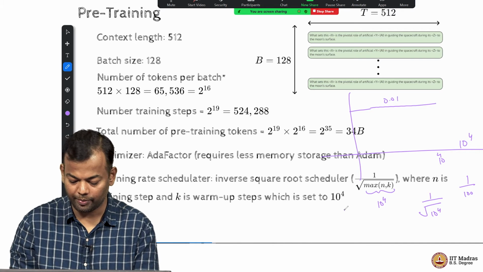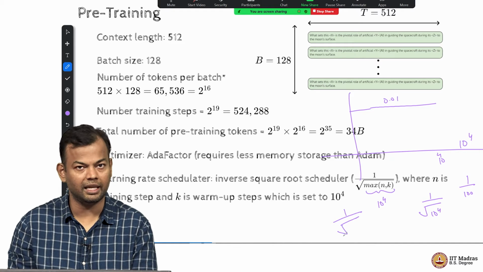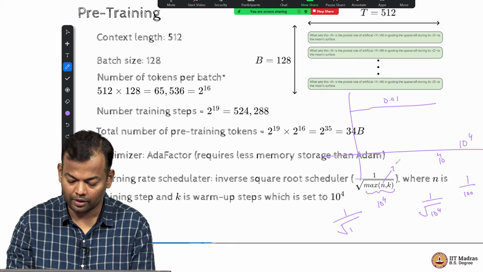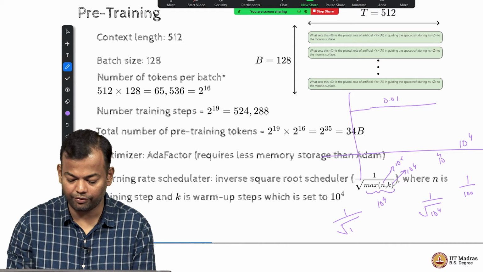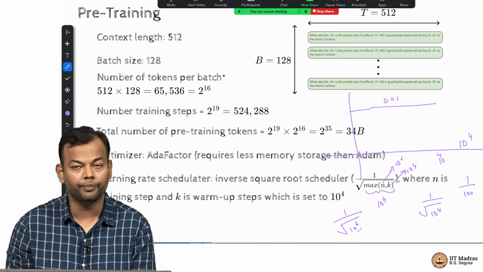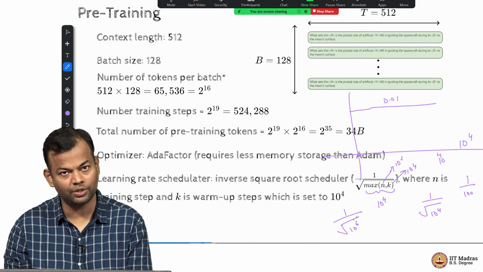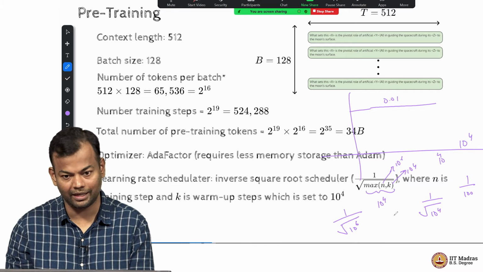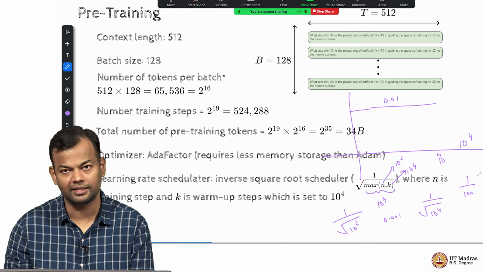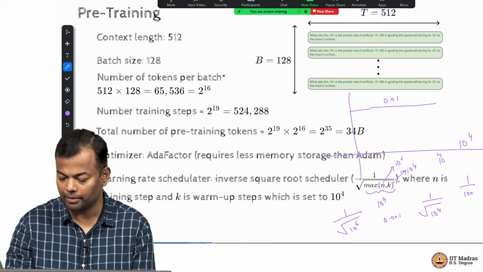And after that, it would be inversely proportional to the step size, right? So say the step number is 10 raised to 6, and now the max of 10 raised to 6 and 10 raised to 4 is going to be 10 raised to 6. So at that time, your learning rate would be 1 by square root of 10 raised to 6, which would be 1 by 10 raised to 3, which would be 0.001, right? So when you are at the 10 raised to 6th step, your learning rate is going to become 0.001.